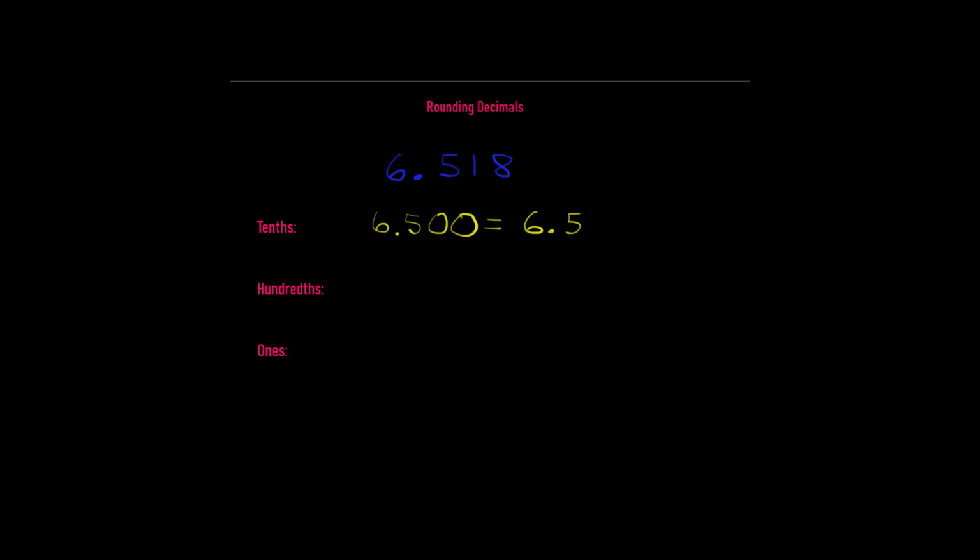Let's go back and take a look at the 6 and 518 thousandths and see which number is in the hundredths place. The hundredths place would be the 1. The number to the right is an 8. So we ask our question: is 18 closer to 10 or 20? Hopefully you come up with the answer of 20.